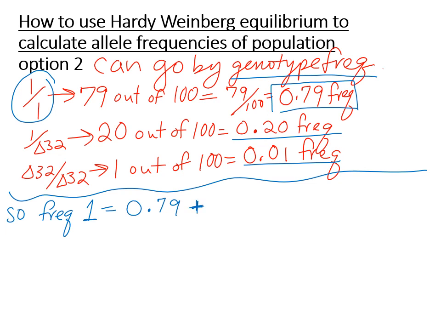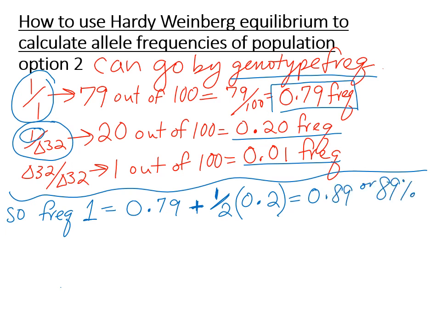Then, where's the next genotype that you see allele number 1? The second genotype. But what do you notice about it? Allele number 1 is only half of that. Okay? So it's only half of that. So you now say plus 1/2 of the frequency of the heterozygote, which is 0.2. Okay? That gives you 0.89 or 89%, which we already knew from our previous calculation. 89% is the frequency of allele 1.